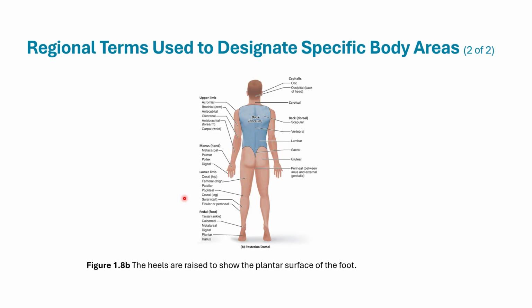These include the coxal or the hip, the femoral or the thigh, the patellar, which would be the anterior knee, popliteal would be the posterior knee, the crural, the anterior leg between the knee and the ankle. The sural is the calf or posterior leg between the knee and the ankle. We have the fibular or peroneal side of the leg between the knee and the ankle. And remember, the pedal area refers to the foot. This has the tarsal, the calcaneal, and the metatarsal areas. The digits, the plantar or the sole of the foot, and the hallux, the great toe.